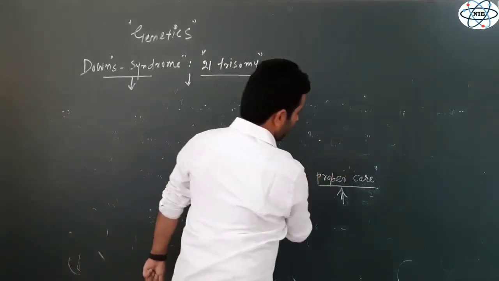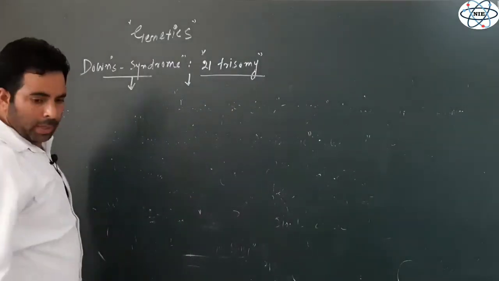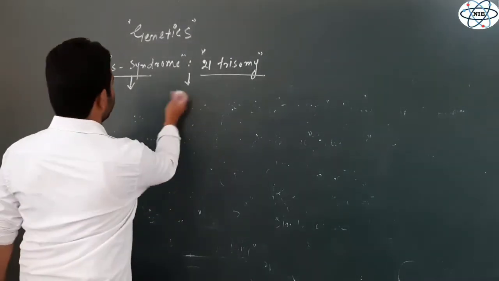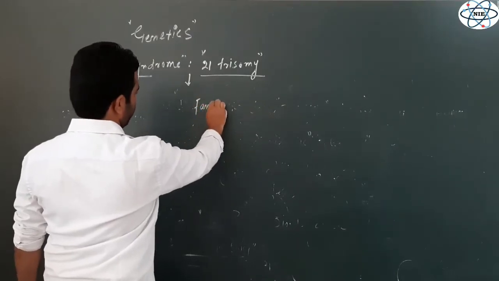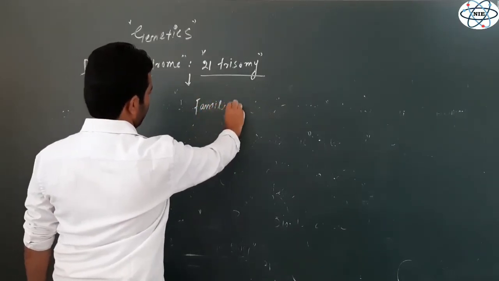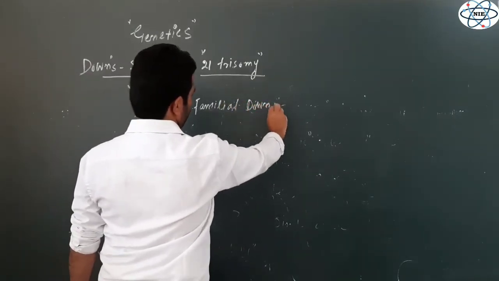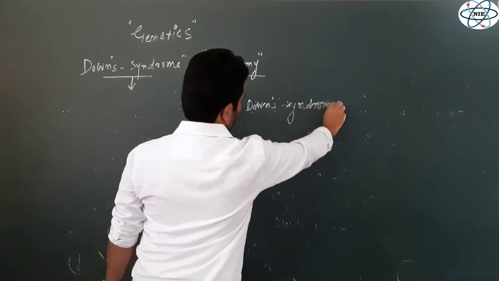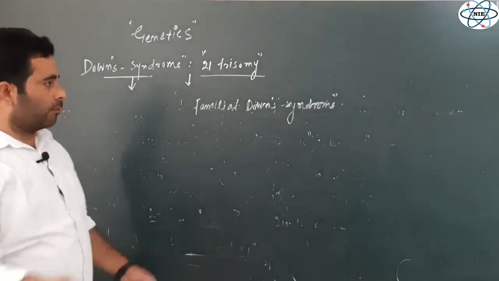So there is one more condition that is associated with Down syndrome, and that is familial Down syndrome. What does this term mean? Familial Down syndrome. Familial means it runs in the family. It can run for 2-3 generations.